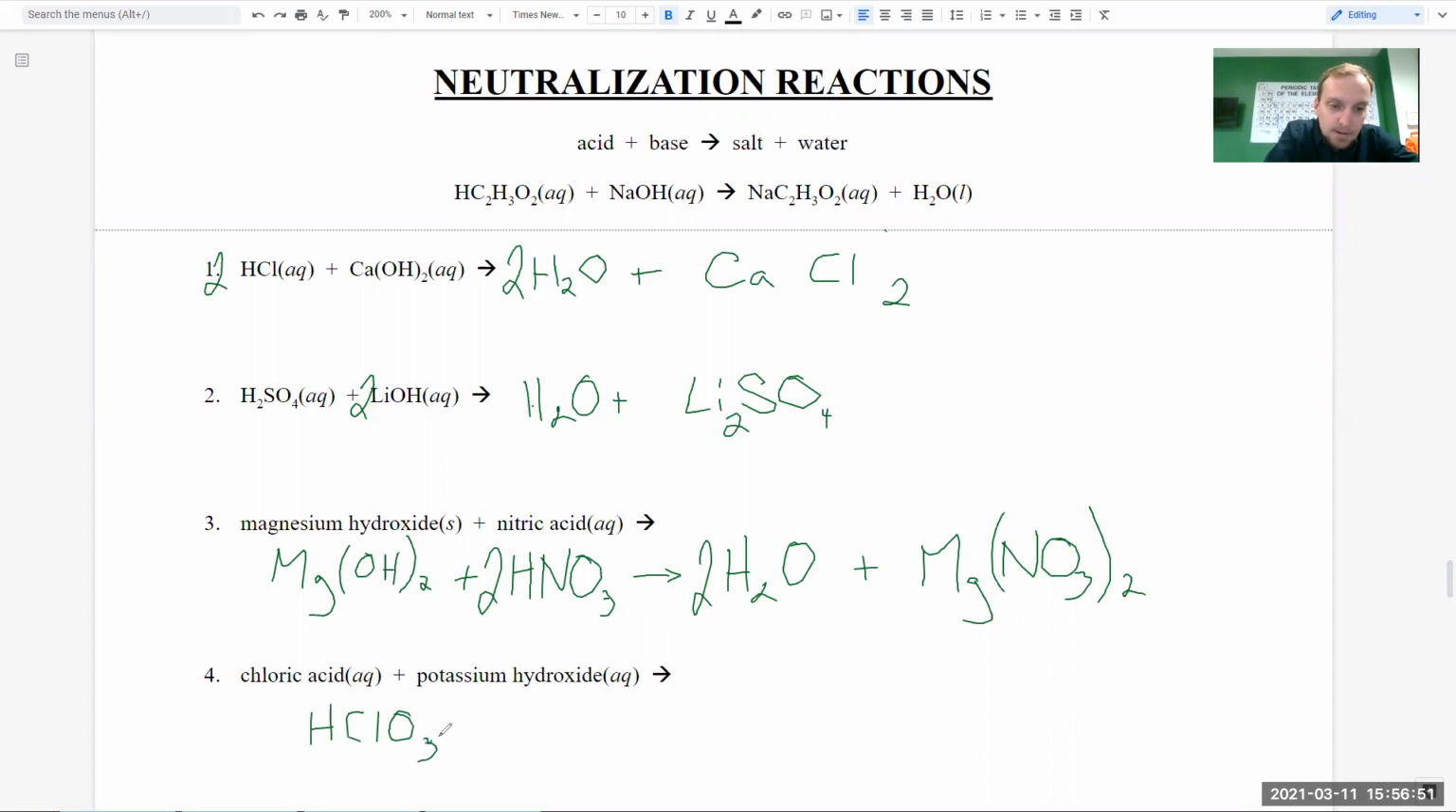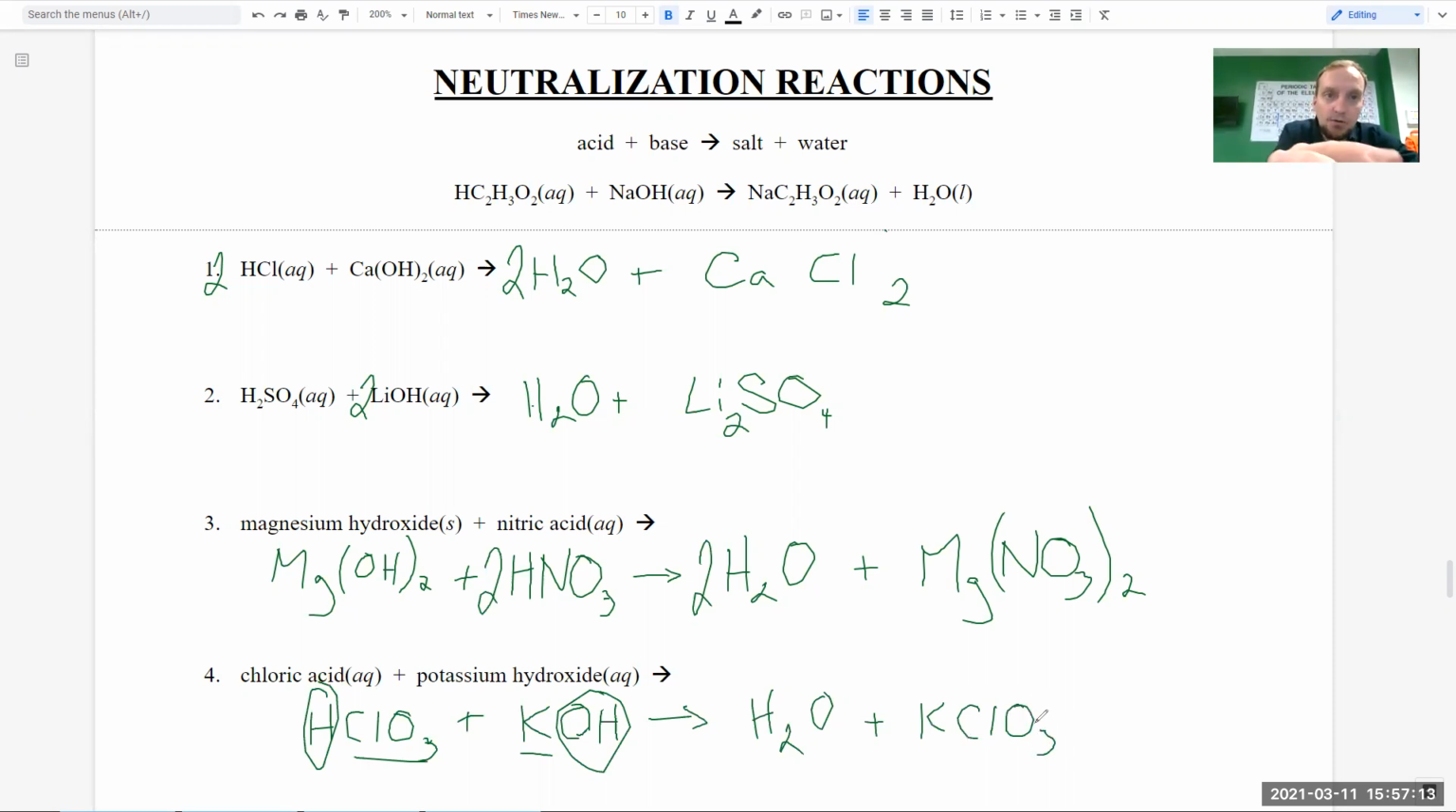The next one, we have chloric acid, which is HClO3, mixed with potassium hydroxide, KOH. K has a +1, hydroxide is a -1, so that's all there is to it. My OH and my H will go together to make water, and whatever else is left over, I have a K and a ClO3. K is a +1, first column of the periodic table. Chlorate is a -1, so it's just KClO3. That is my salt, or ionic compound, called potassium chlorate. And it should already be balanced, and it is.